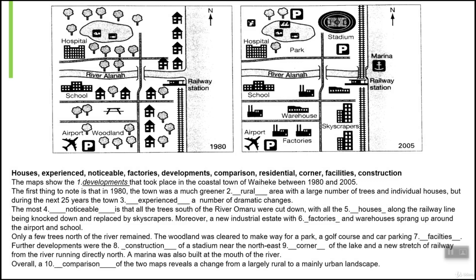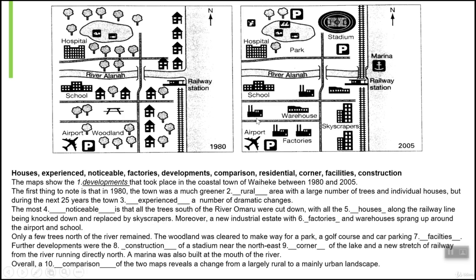They show an area called Waiheke in 1980 and in 2005. So we have to report the changes that took place from 1980 to 2005. Well, what do you think are the main changes? Well, if you look at Waiheke in 1980, it was a lot greener, wasn't it? And more residential. You can see there are a lot more trees, a lot more individual houses.